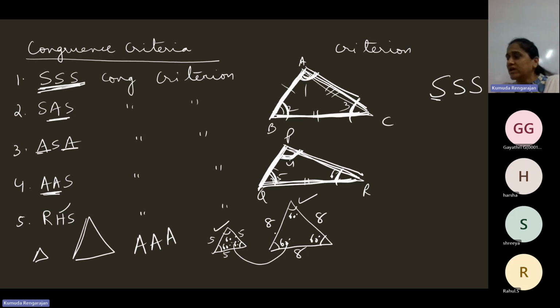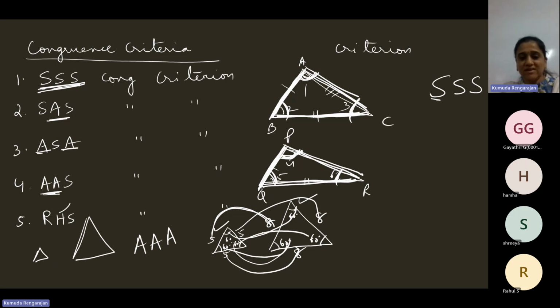SSS is a valid congruence criterion. But see here, 5 centimeters, 8 centimeters, they're not equal. So SSS is not true here. The sides are not equal, so the two triangles are not congruent. But if you think, let me use AAA: this angle is equal to this angle, this angle is equal to this angle, this angle is equal to this angle, AAA, so they are congruent. No, that's not a valid congruence criterion.